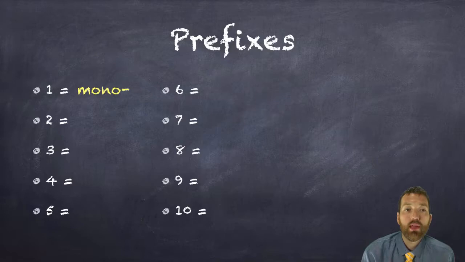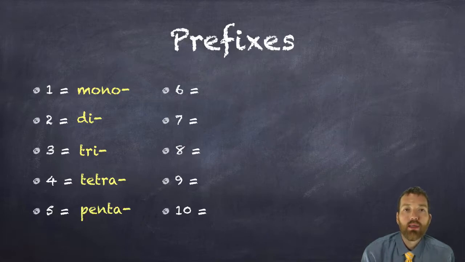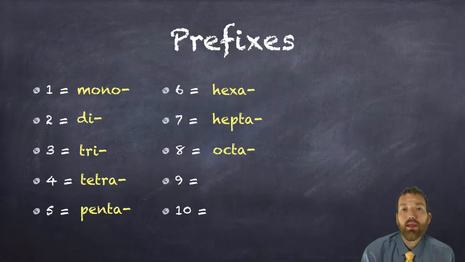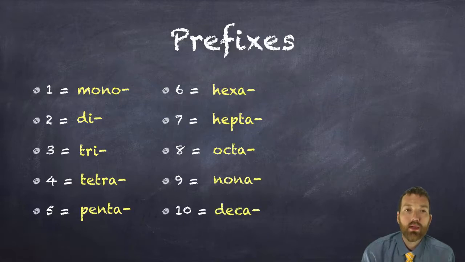If you have two of an element, we would use the prefix di. If you have three, it would be tri. If you have four, it would be tetra. That one's a little weird. You may not have heard of tetra before. Five is penta. Think pentagon, has 5 sides. 6 is hexa. 7 is hepta. 8 is octa. 9 is nona, and 10 is deca. We won't go any higher than 10.